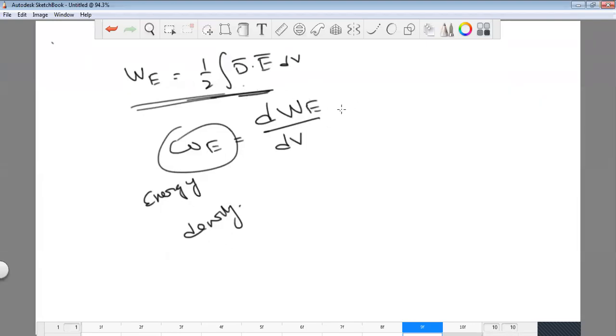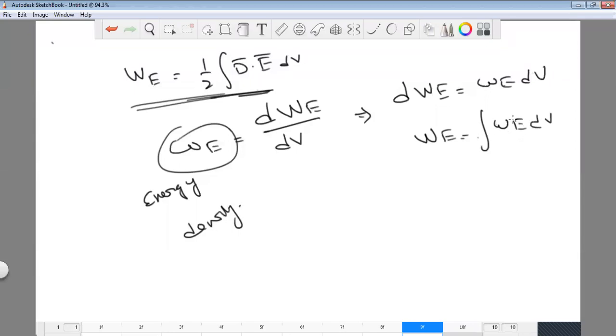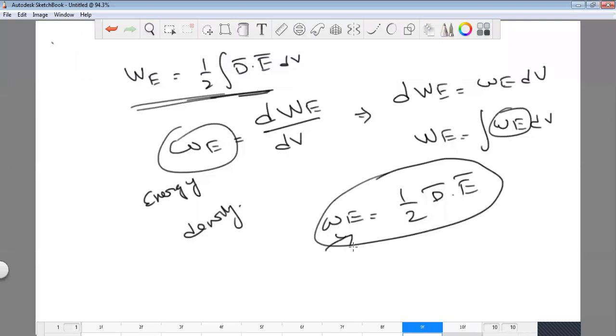So when you differentiate with respect to dV, what is the resultant value here? That means you can simply note down dWE as W suffix E into dV. What about W here? Integral WE dV. So what about W suffix E? W suffix E is nothing but 1 by 2 D bar dot E bar. So this is about energy density. So energy density equals 1 by 2 D bar dot E bar, the energy density with respect to the work done.